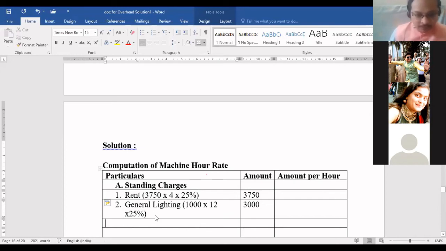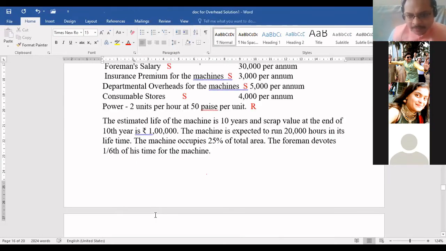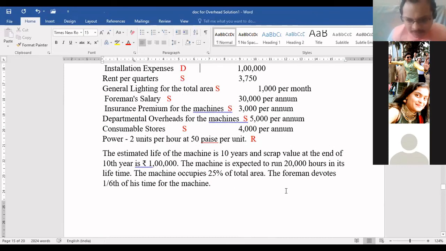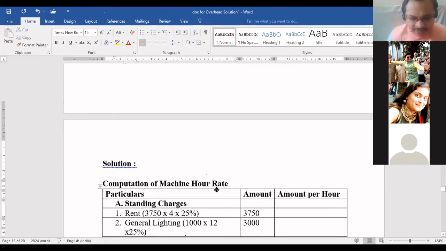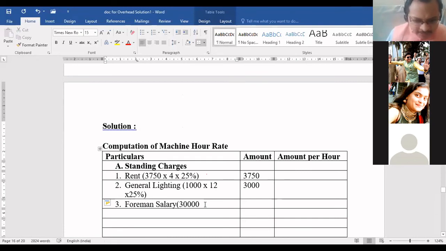Next, foreman salary. 30,000 per month. No, 30,000 per annum, it is yearly, no problem. But the problem, see here, the foreman devotes only 1/6 of his total time to the machine. So we cannot take the full salary, only 1/6 of that. 1 divided by 6, so 5,000. Okay, 5,000.